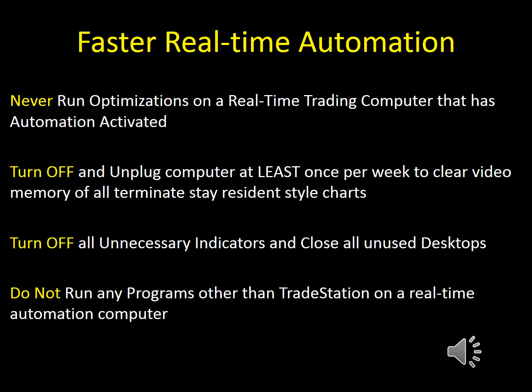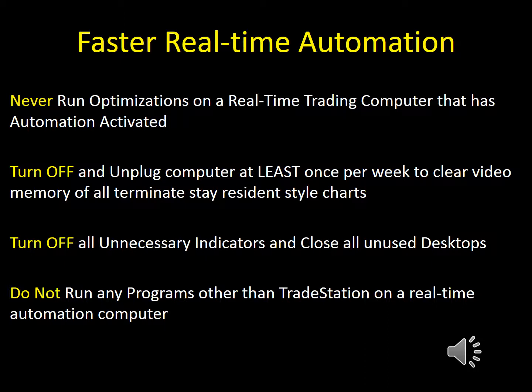Whenever we talk about real-time, we want to try to get the fastest real-time automation we can. Here are four little rules. First, never run optimizations on a real-time trading computer that has automation activated. In other words, if you've taken a strategy and turned the automation on, don't fool around with optimizations on that machine, because whatever's up in front is going to take over the computer power and those trades won't go in a timely manner.